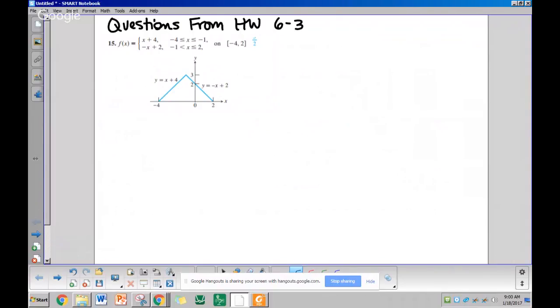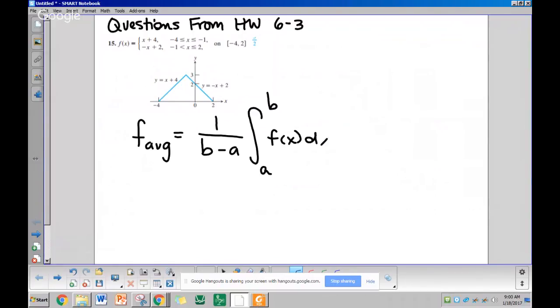function, right? Correct. And the formula for the average value of a function, that means we're going to sum up all the y values and divide by something, right? So the formula for that is 1 over b minus a times the integral from a to b of f of x dx. This is the average value of a function. Now, we're going over the interval from -4 to 2, so this is a and this is b, right?